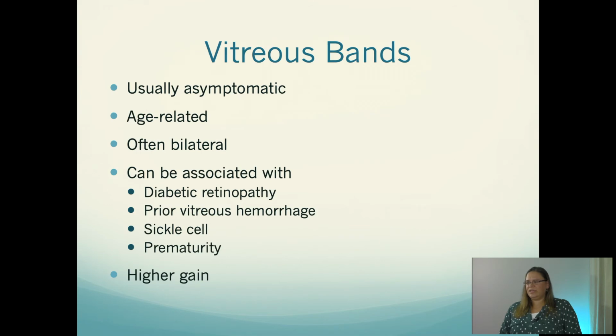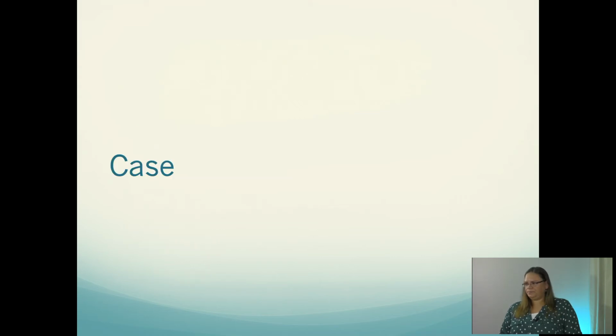And this is a great example of vitreous bands. So these are asymptomatic presentations, usually age-related. The older you are, the more likely you are to see these, typically bilateral, and often associated with things like diabetic retinopathy, a history of vitreous hemorrhage, sickle cell disease, prematurity, and it's more easily seen with a higher gain on your ultrasound. So don't be surprised if you see those, and they're often incidental. If the patient has no symptoms, there's really not much you need to do for that.